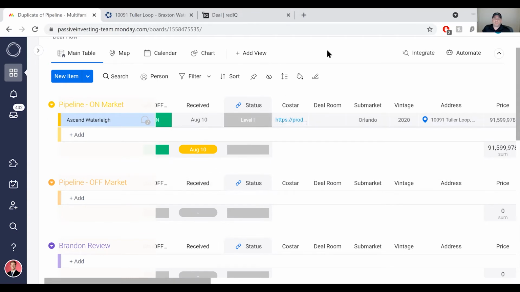And then, Chris, talk a little about that next part there, which is CoStar.